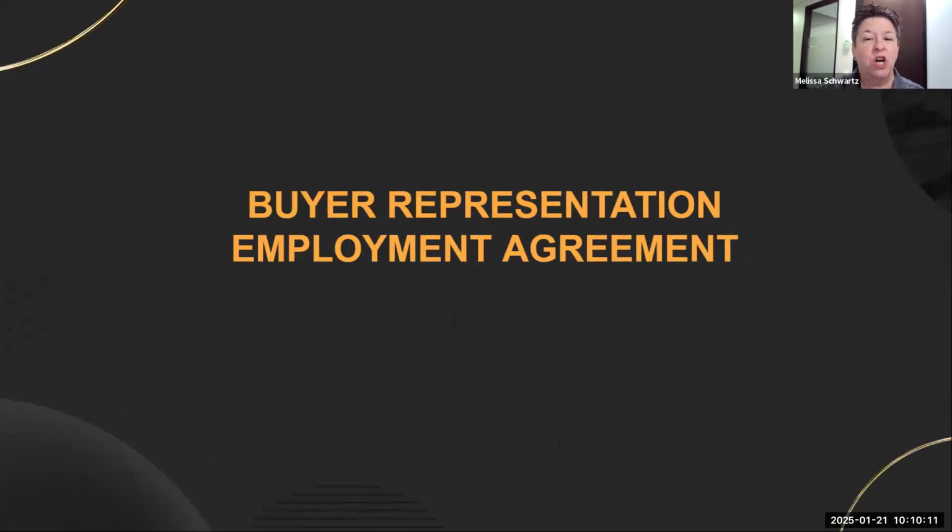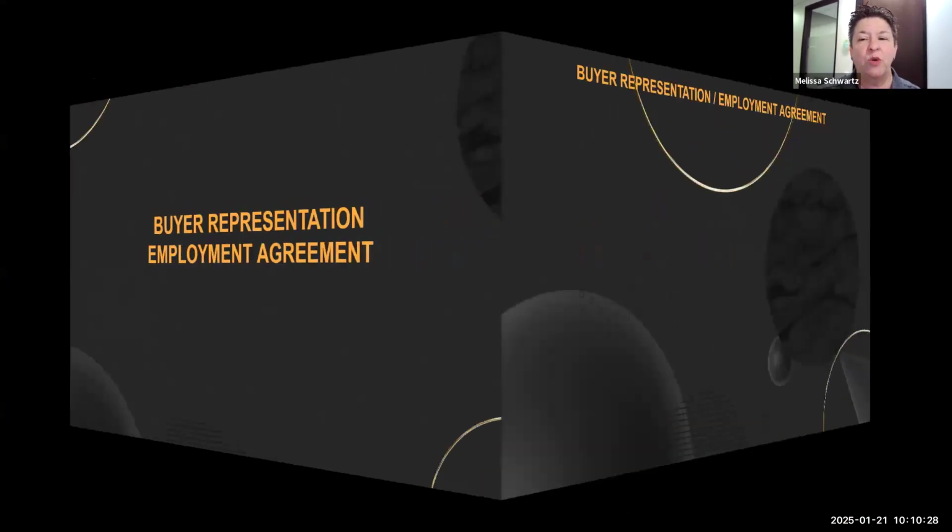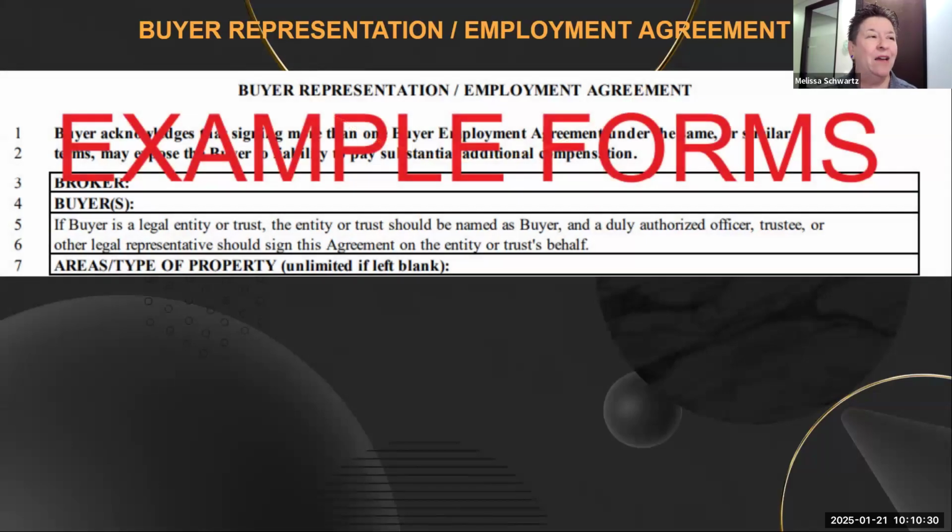All right. So we're going to start, because of how the changes have taken place since August, with the buyer representation employment agreement. There is only one version. There is not a show property option. Okay, so we're going to take a quick look at this. I am not going to read line by line, folks, because there is no way I will get through it timing-wise on any of this.